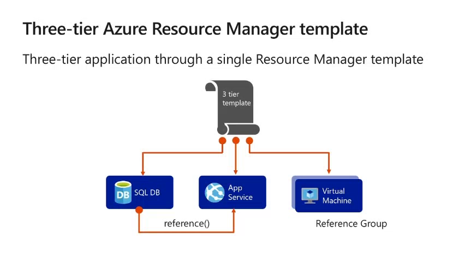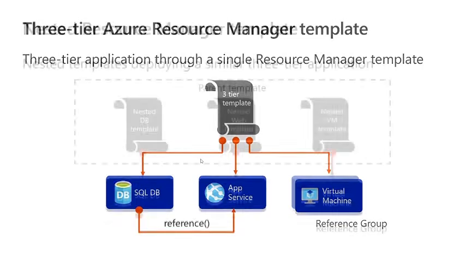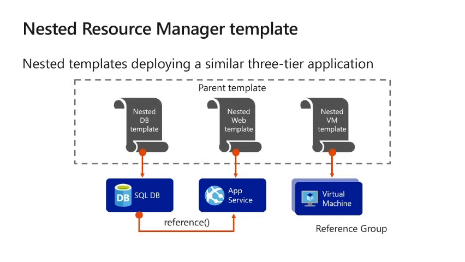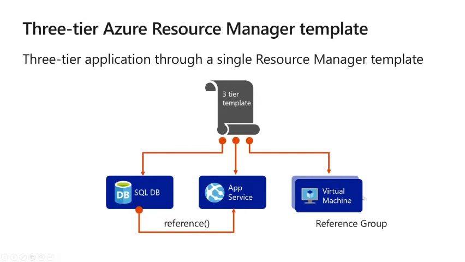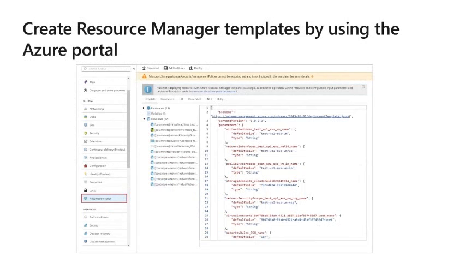Three-tier resource ARM template through a single Resource Manager template: you can create a three-tier application which uses App Service, SQL database, and virtual machine. And you can do all this using a simple ARM template. You can also have nested templates deploying a similar three-tier application, which means you have a specific ARM template for each piece, whereas the previous single template was doing all the steps, depending on how you want to do it.